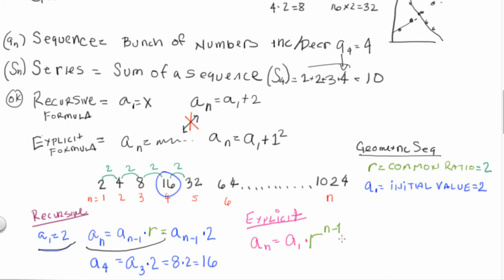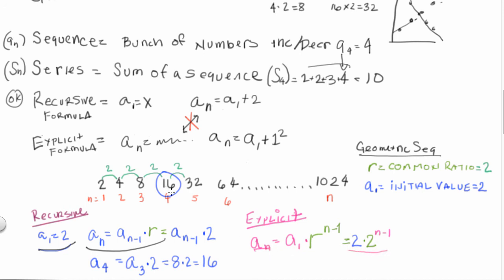So anyway, in this case, we can just kind of write it out. Well, what is a of 1? A of 1 is 2. And what is r? Well, r is 2, right? N minus 1, we don't know what it is yet, so we're just going to leave it like that. So we call it n minus 1. So that's what a of n equals. A of n equals 2 times 2 to the n minus 1 power.